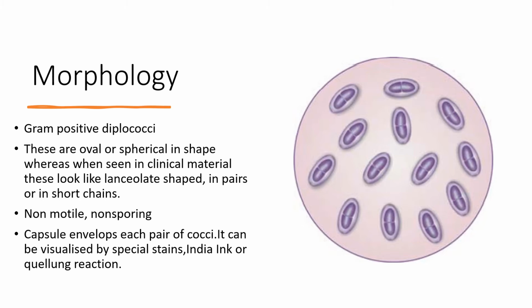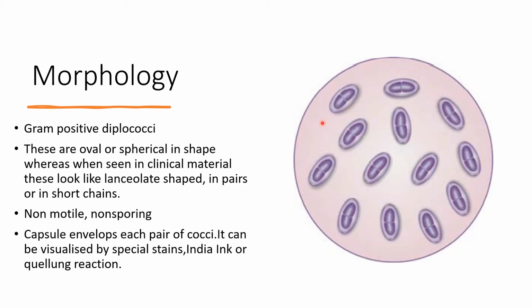The morphology of this organism is gram-positive cocci, as the name suggests, but they are not present in the form of chains, but they are present as in pairs. That is, they are diplococci in nature. As you can see here, there are two cocci present side by side.